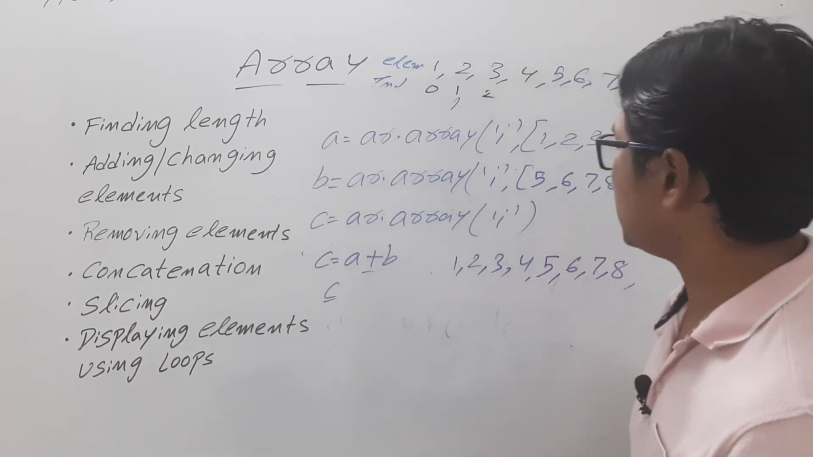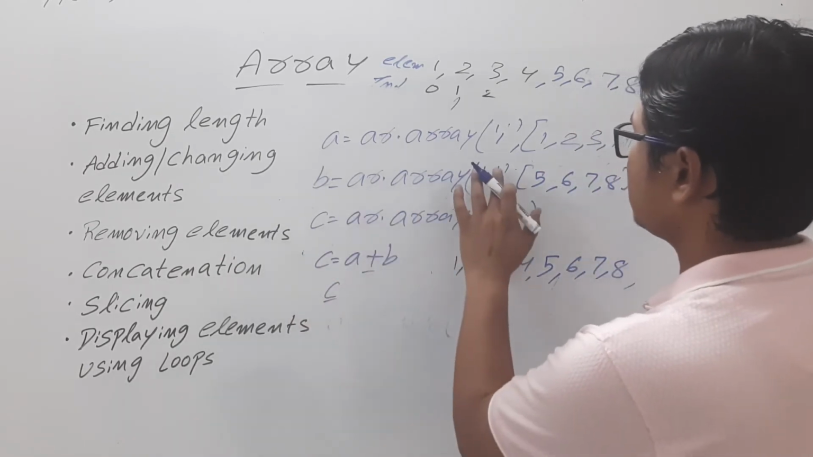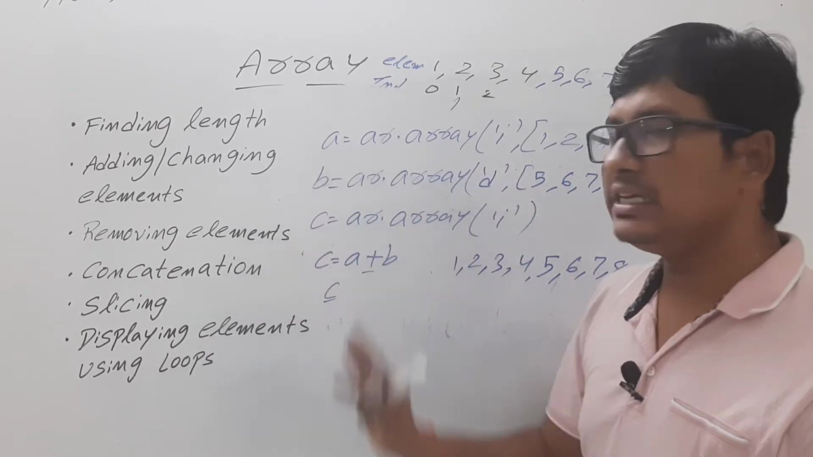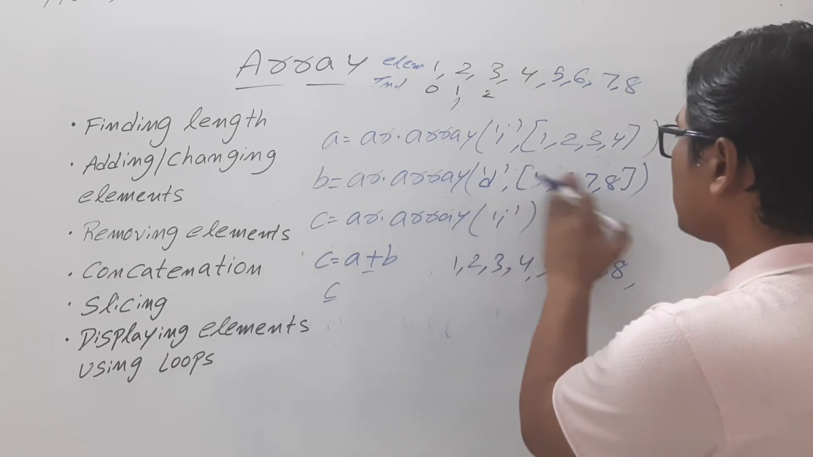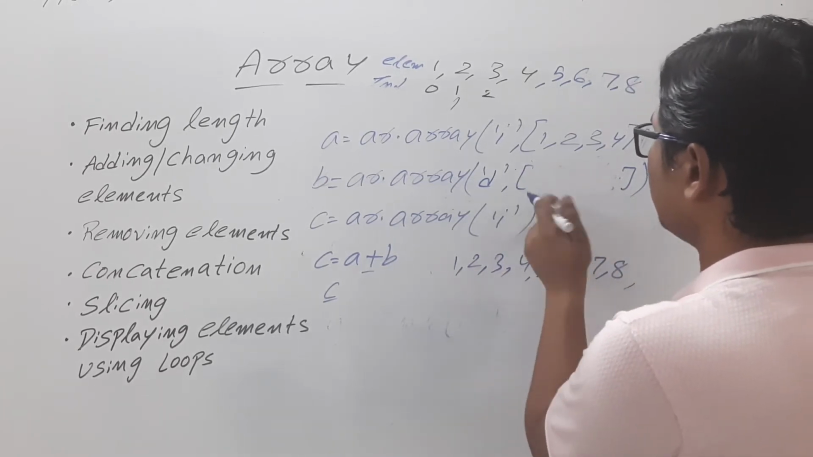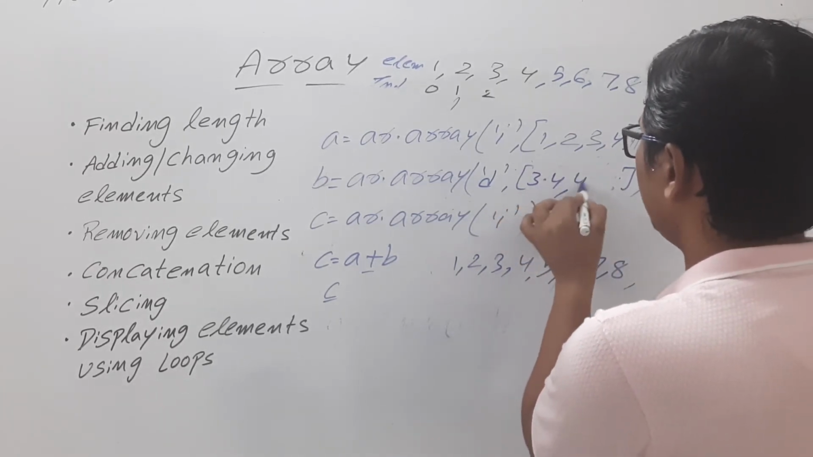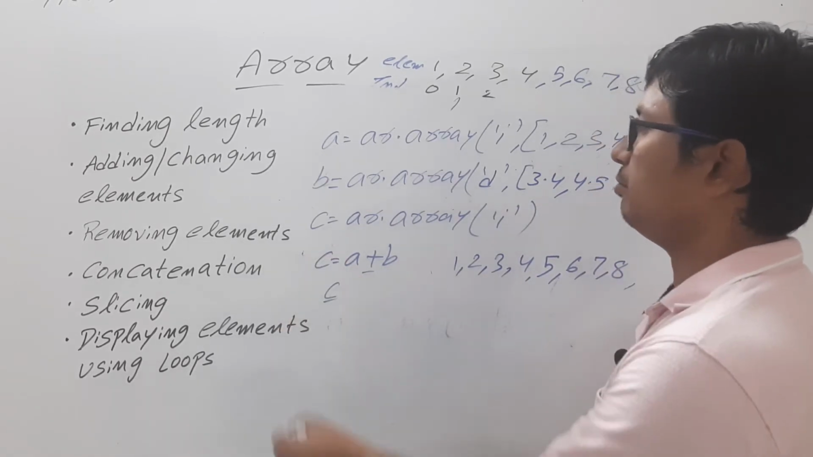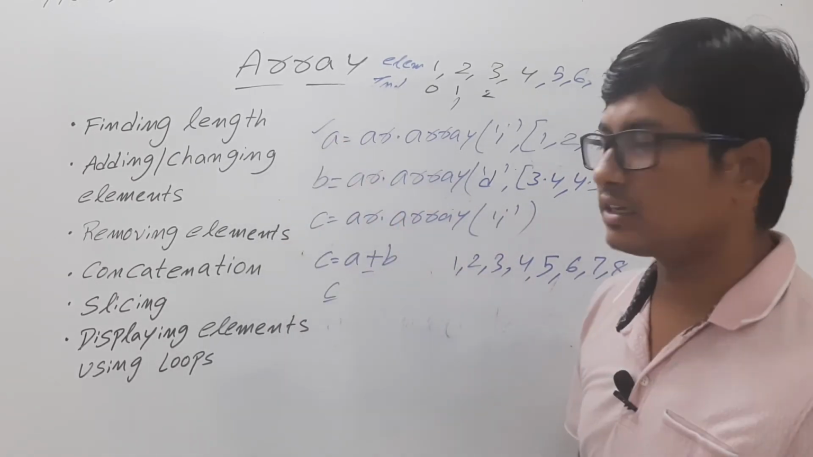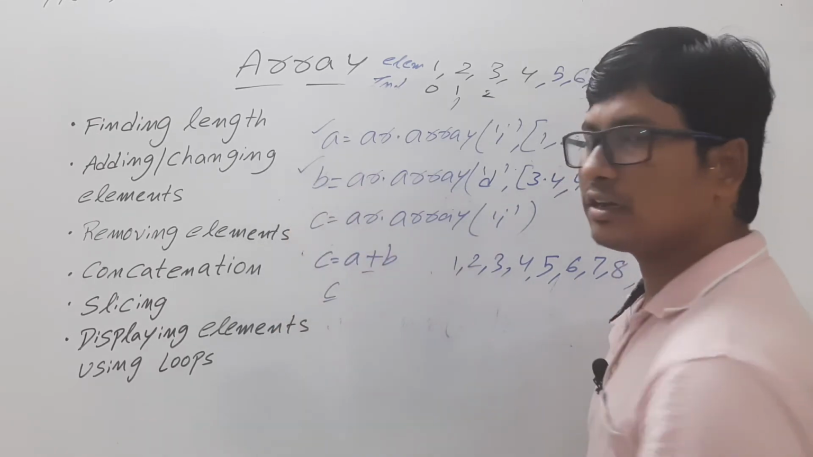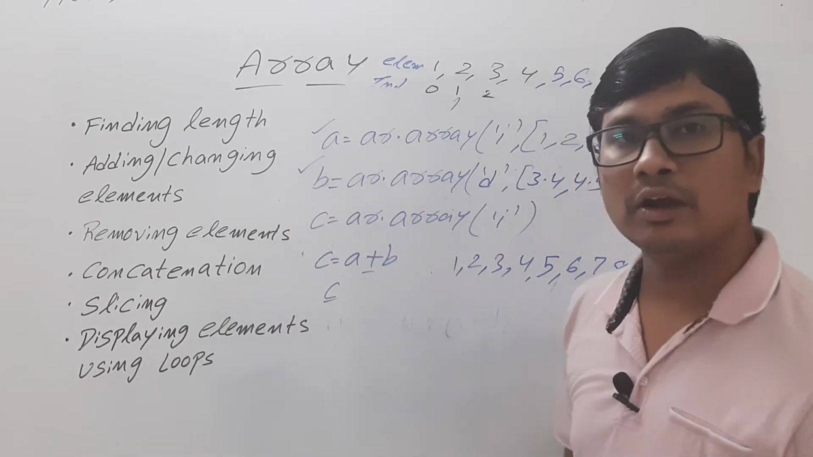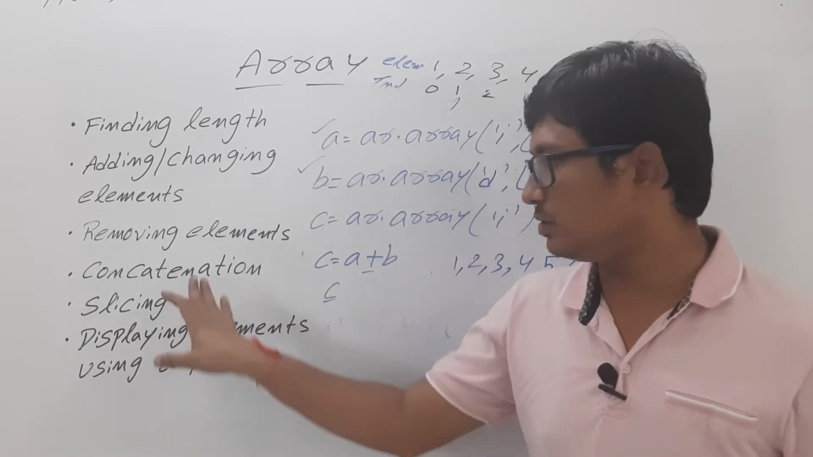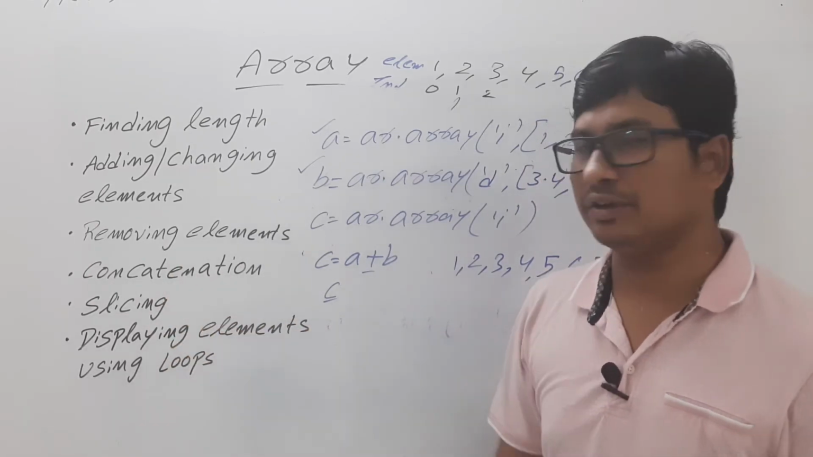Is it clear? Suppose B is a collection of real constants. Suppose I have elements 3.4, 4.5. Then if I write it, it will give an error, because one is a collection of integers and one is a collection of real constants. You cannot perform the append operation, or the concatenation operation. I hope it is clear for you.